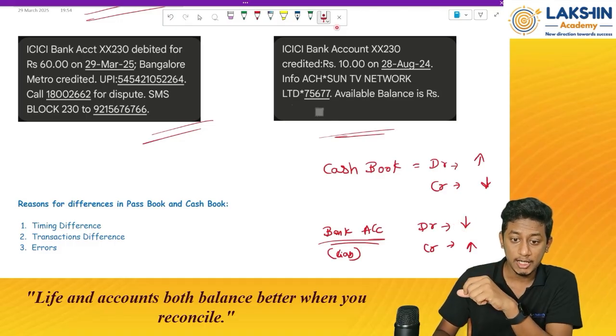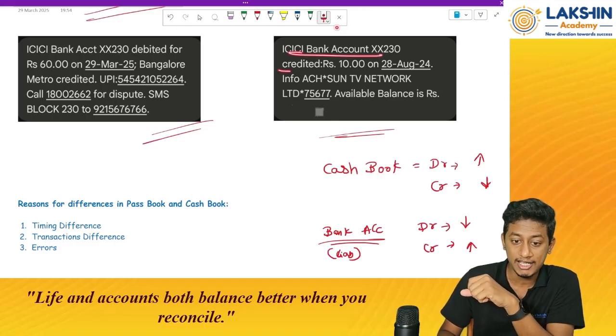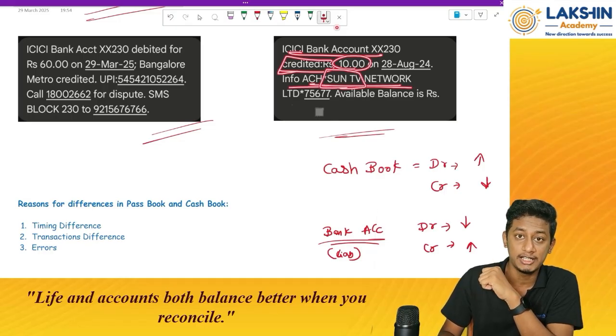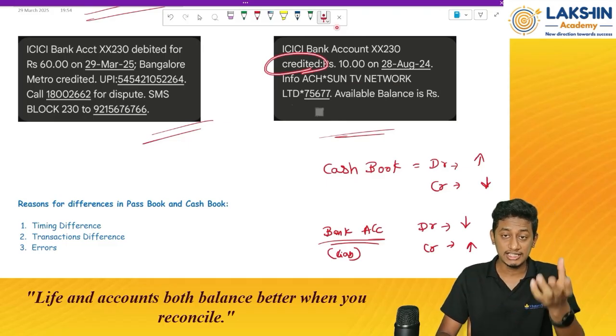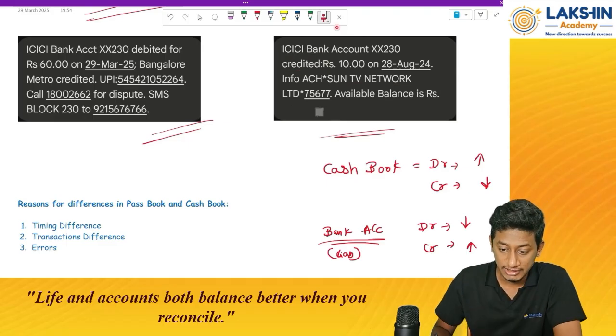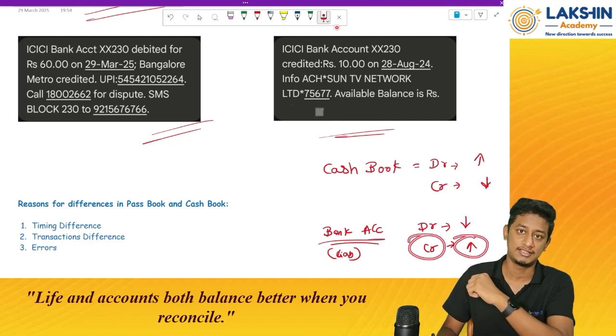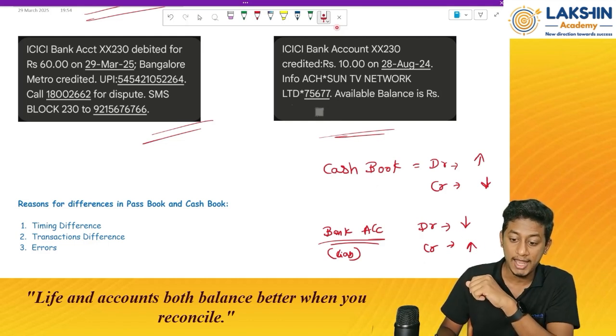Clear? Then coming to the second part, ICICI Bank has been credited with rupees 10. What is this? This is my dividend received from Sun TV Networks. So this is credited. This has been received in my bank account. So whenever there is a credit, it means that my bank account balance is increased.